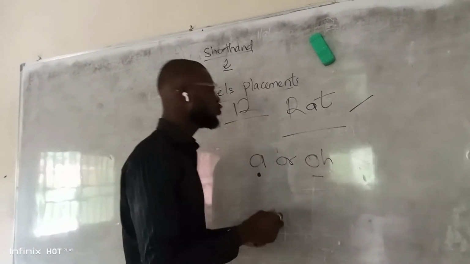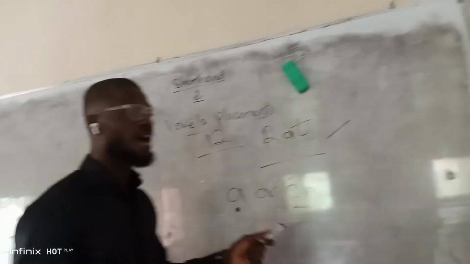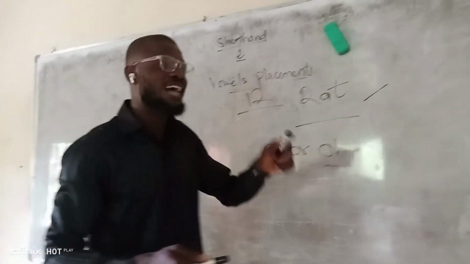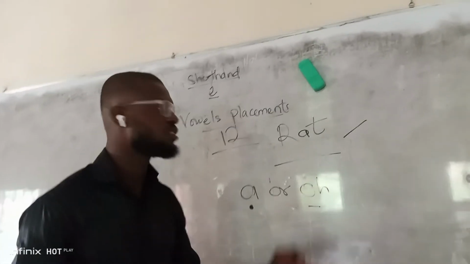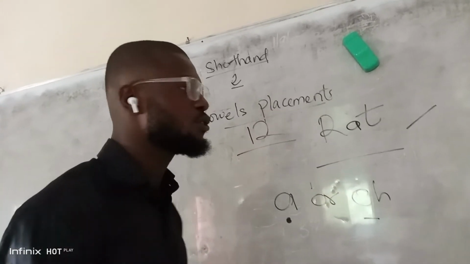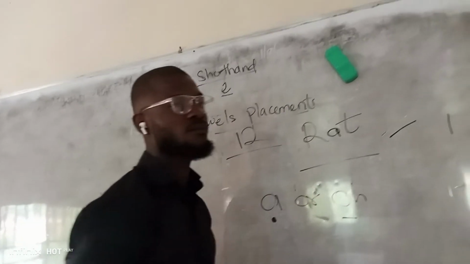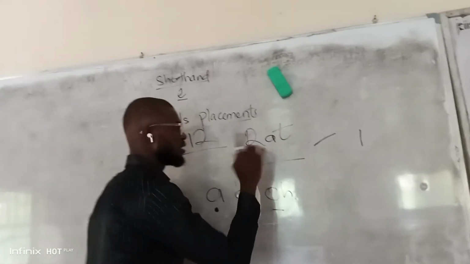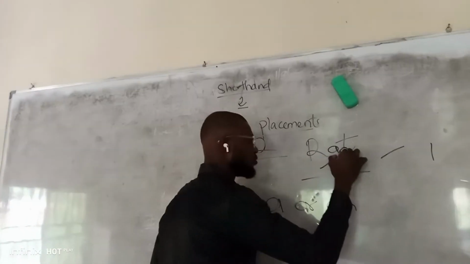Now, the rule of the first placement says whenever you hear a or o as the first vowel sound in that word, the first stroke will be above the line. Now, how is it going to be? This is your re and this is your t. We'll put the first stroke above the line. Obey the rules. Re and T.